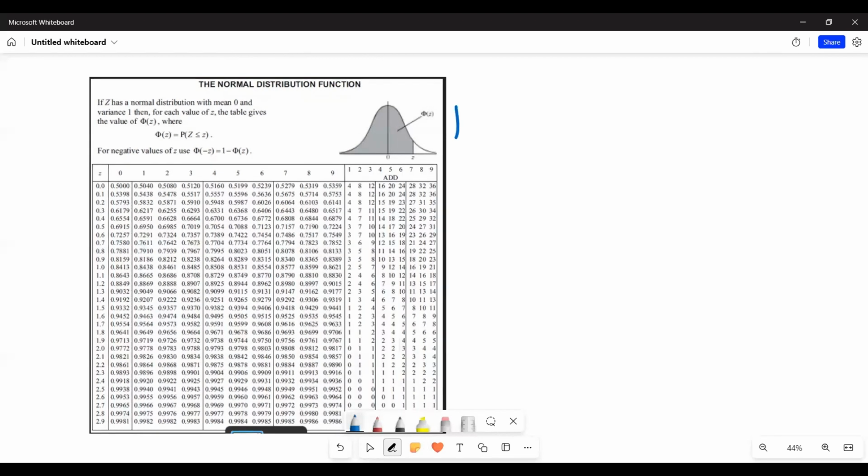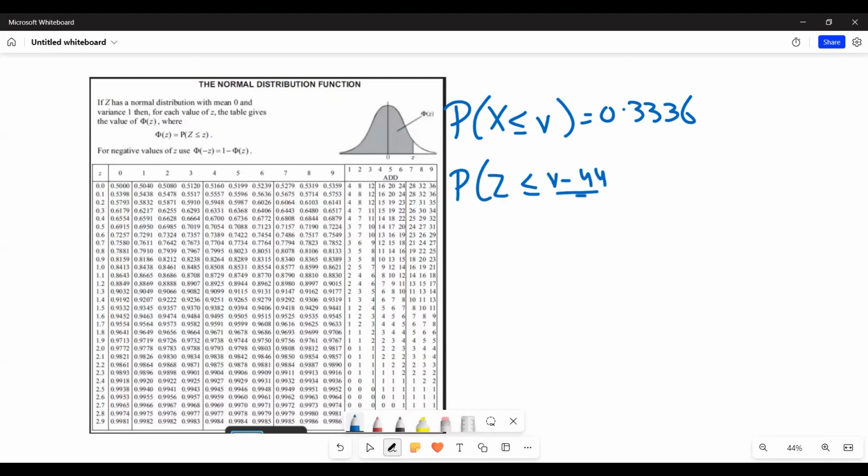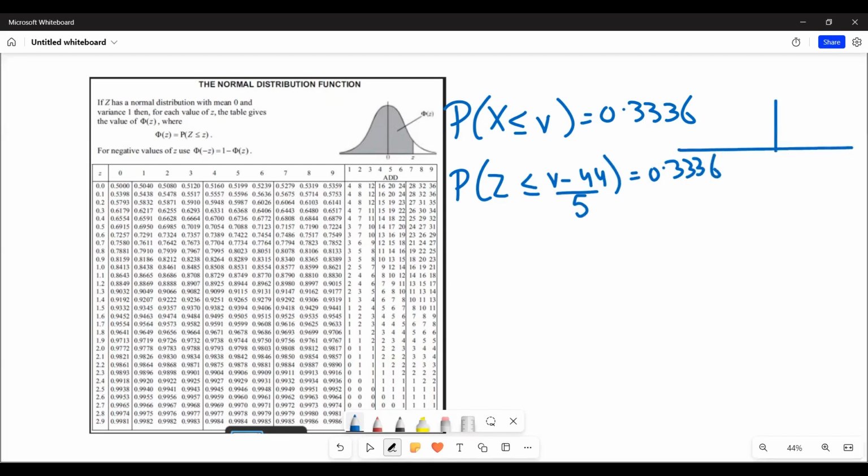Probability X is less than or equal to V equals 0.3336. So probability Z is less than or equal to (V minus 44) upon 5 equals 0.3336. Is this value positive or negative? We've shaded the left side, and since it's 0.3336, which is less than 0.5, it's definitely towards the left. That means this value, V minus 44 upon 5, is negative.